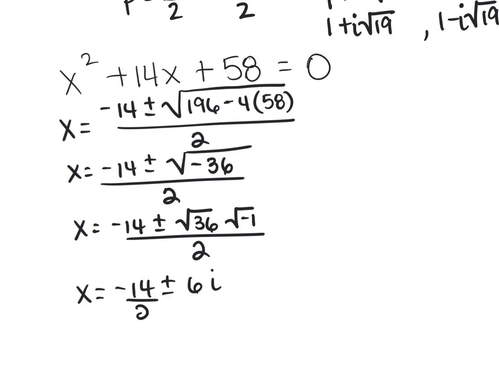and then we're going to divide this by 2 and divide this by 2 and reduce your fractions. So I have negative 7 plus and minus 3i. So those would be my two solutions for this one.